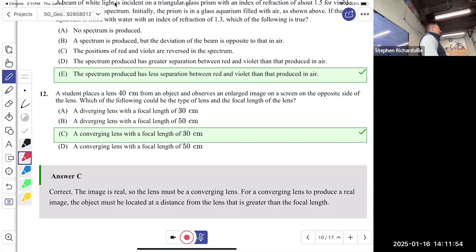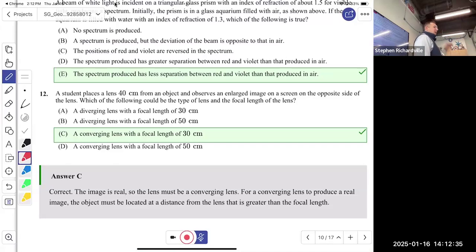Sometimes it's easier to get rid of stuff. So A and B have to go away because diverging only creates small upright virtual images on the same side as the lens. So what could be on the other side? Well, a converging lens of focal length 30 or 50. If I place the object 40 centimeters away but my focal length is 50, what if my object's inside the focal? Does that create an image on the other side of the lens? No. So I have to rule out A, B, and D, because A, B, and D all create images on the same side of the lens.